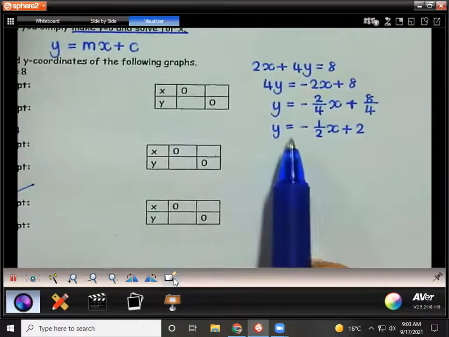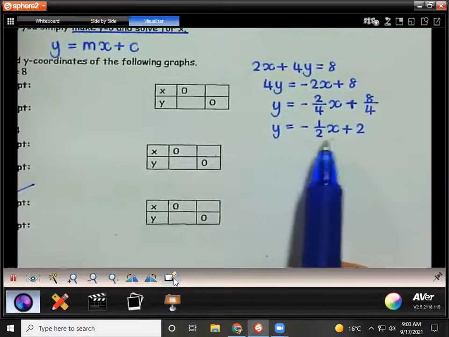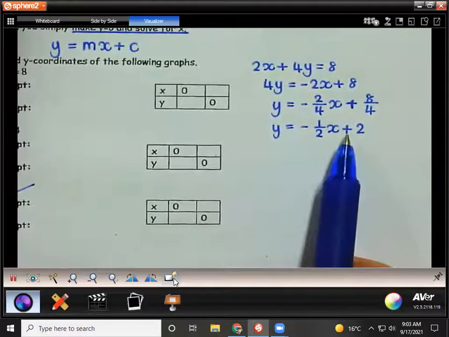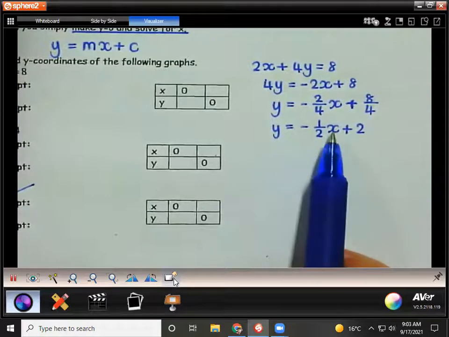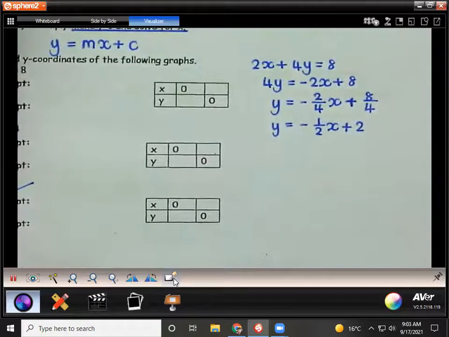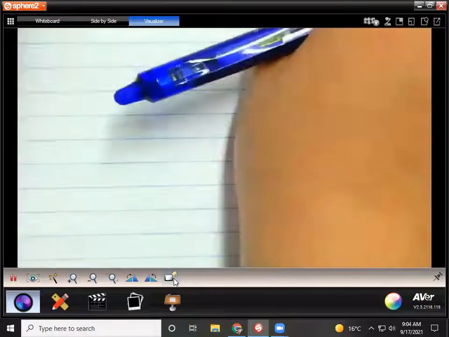To find the y-intercept, we have to make x equal to 0. Right? Are we fine with that? To find the y-intercept, we have to make x equal to 0. So, yeah, we don't really have a lot of space. Should we maybe just write this on a page?